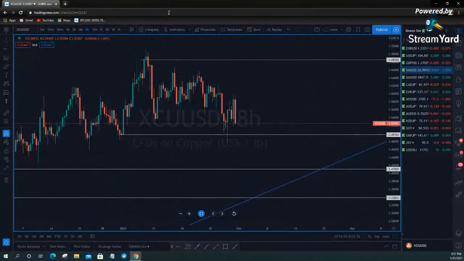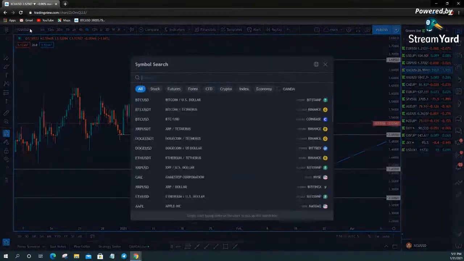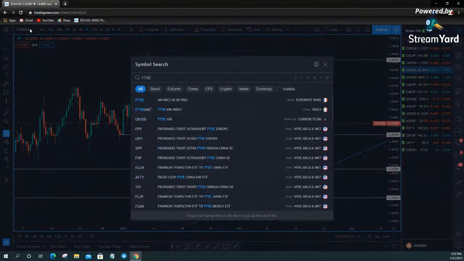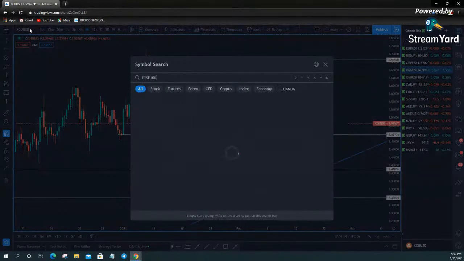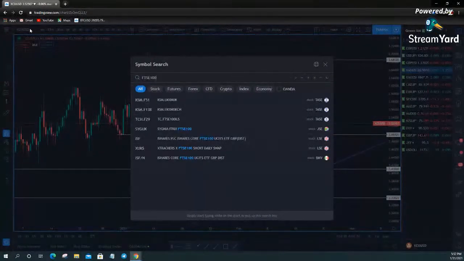FTSE 100. It looks good. Look for buying opportunities. I apologize for that. That's what I would be doing on copper.